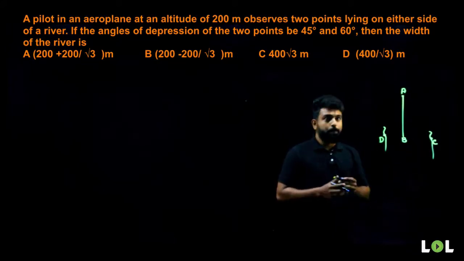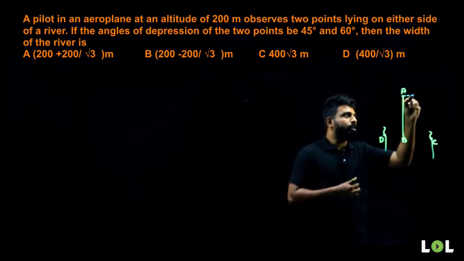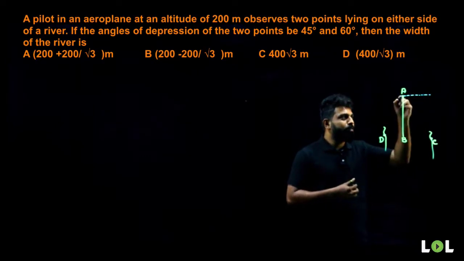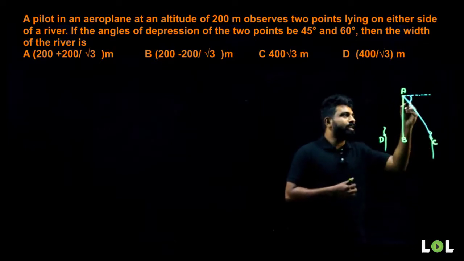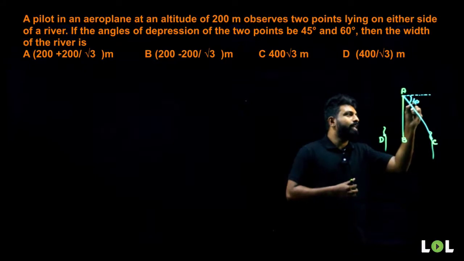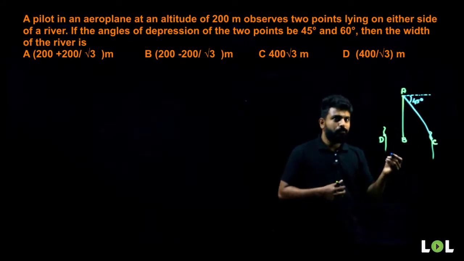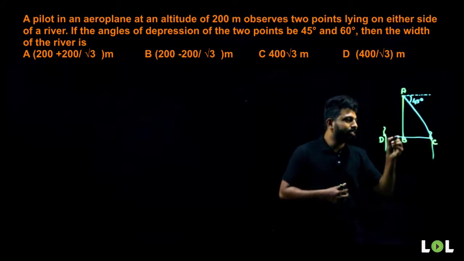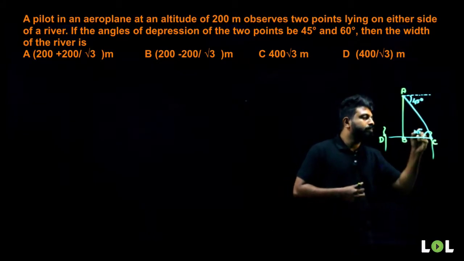The angle of depression, they're talking about the angle of depression here. So from this point I'll draw a horizontal. So what is angle of depression? Angle of depression is the angle made between horizontal and the line of sight. So this angle here, I'll consider it as 45 degrees. So if this is 45 degree, which is the other angle that will be 45 degrees? That is nothing but this angle, sorry, alternate angles. This will also be 45 degree.